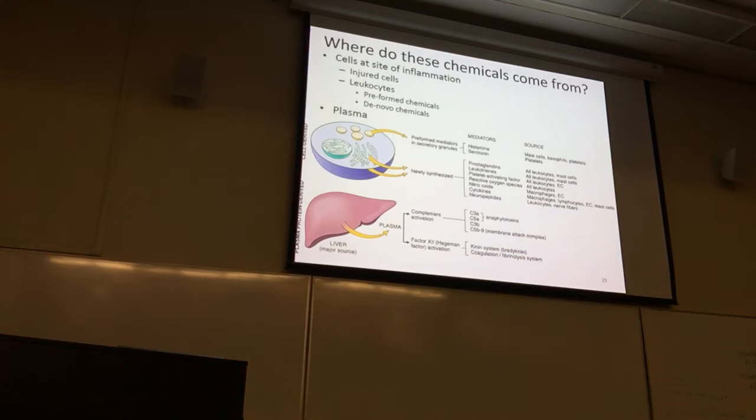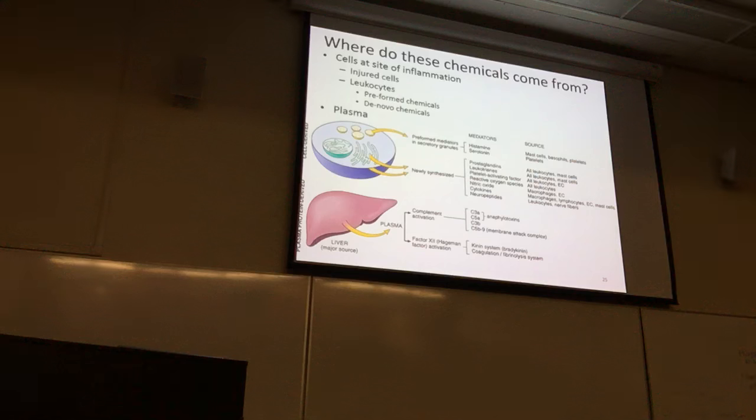If they're from the plasma, then they ultimately came from the liver, because the liver is responsible for making all of the main proteins that are found in the blood plasma. Okay? So we either got cell-derived, they're already made, or you make them fresh, or we got from the liver. You with me so far?